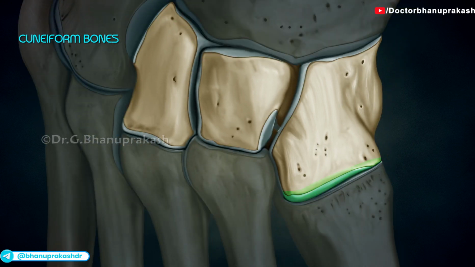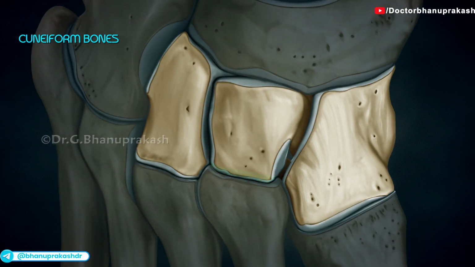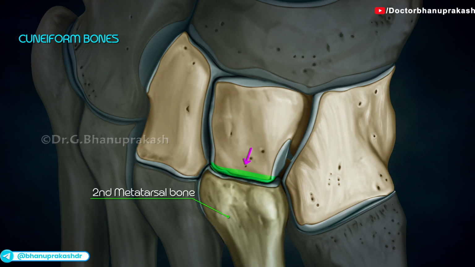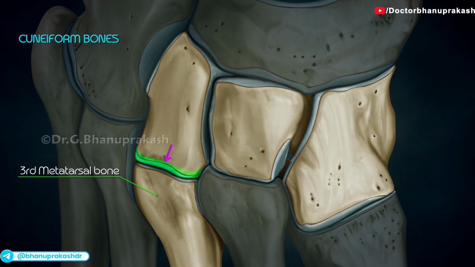The distal surface of the medial cuneiform articulates with the base of the first metatarsal bone. The distal surface of the intermediate cuneiform articulates with the base of the second metatarsal bone. The distal surface of the lateral cuneiform articulates with the base of the third metatarsal bone.